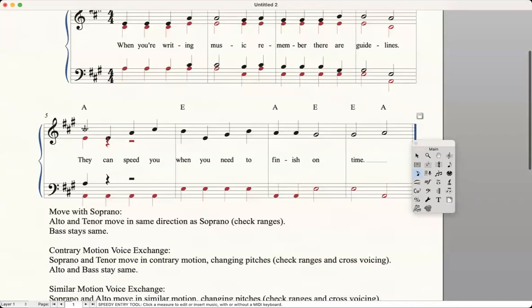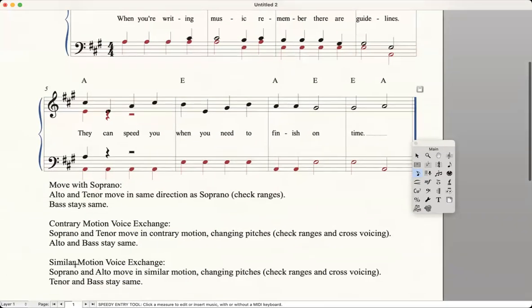Here, notice that the soprano goes, they can, right? They can. It's missing the A right there, skipping two notes. This is a time where we'd want to bring in similar motion voice exchange if we can. So soprano is going to skip two notes, so we can't use these top two methods here, but it goes to the E, which is what the alto does. And the alto can go down to the C sharp, move in similar direction, changing pitches, right?